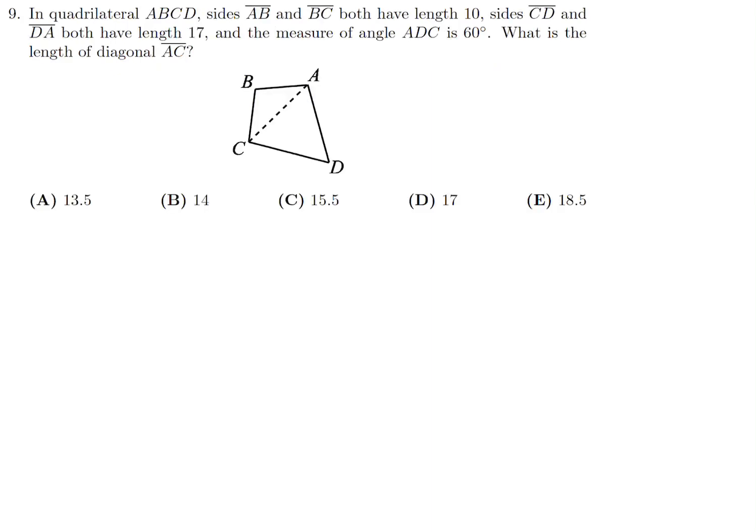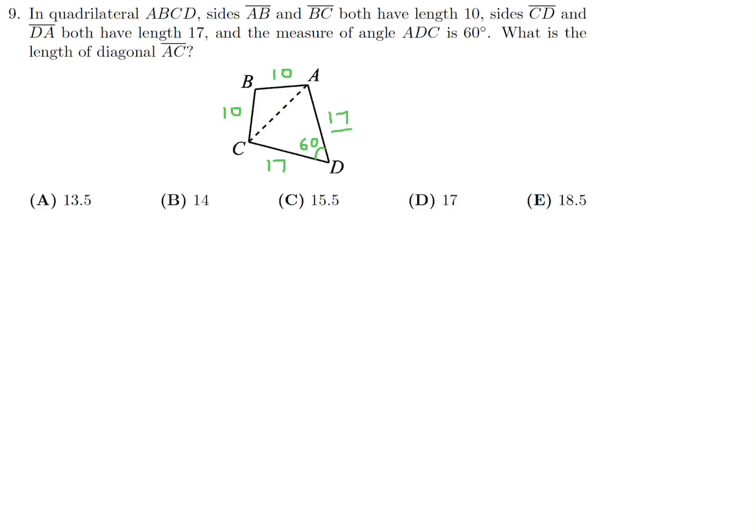In quadrilateral ABCD, sides AB and BC both have length 10. And let's label that. And sides CD and DA both have length 17. The measure of angle ADC is 60. What is the length of diagonal AC? All right, that diagonal right there.